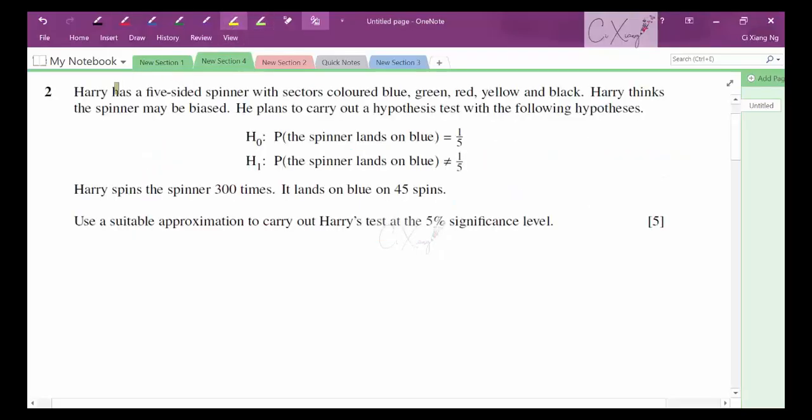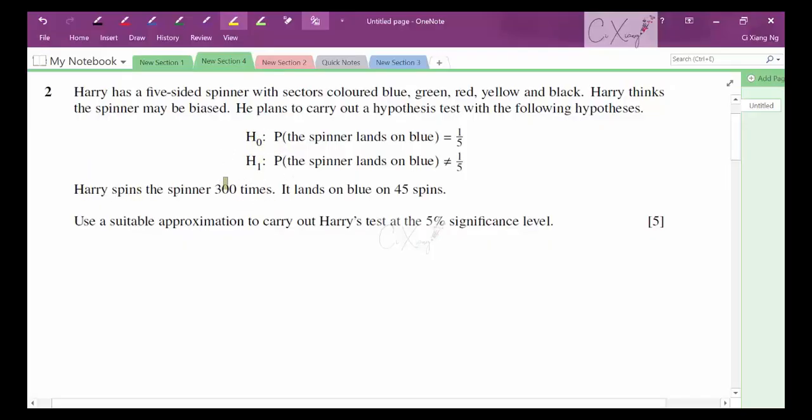Okay, so question number 2. Harry has a 5-sided spinner with the sectors colored blue, green, red, yellow, and black. So these are the 5 colors that we have. Harry thinks the spinner may be biased. He plans to carry out a hypothesis test with the following hypotheses. You can see that they already provide us the null hypothesis and also the alternative hypothesis.